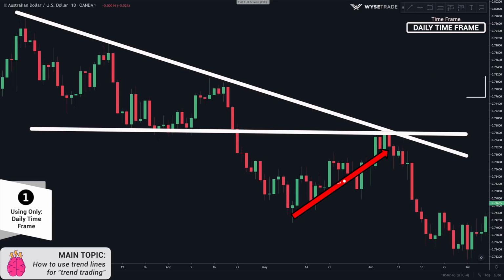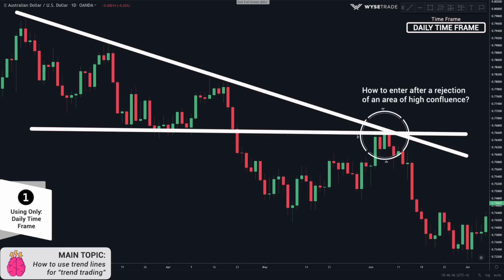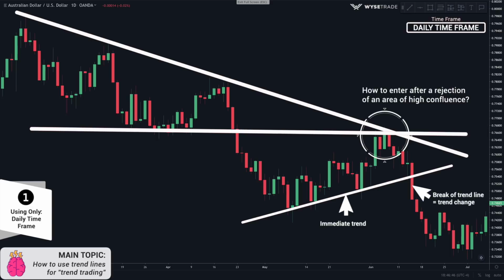Now, here is the trick. In order to enter after a rejection of a key area of confluence, you put a trend line under the immediate moving trend and wait for a break of the trend line to occur in order to confirm that the moving uptrend is over and that the bigger downtrend can continue.